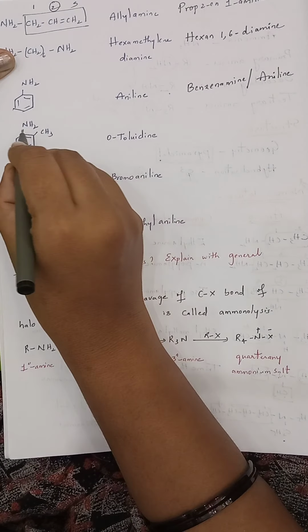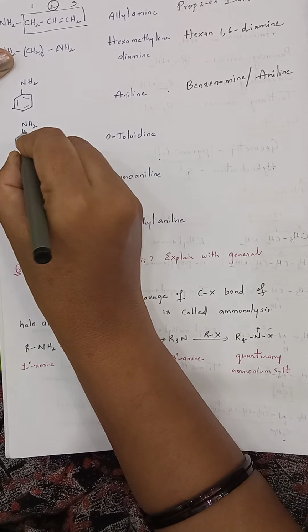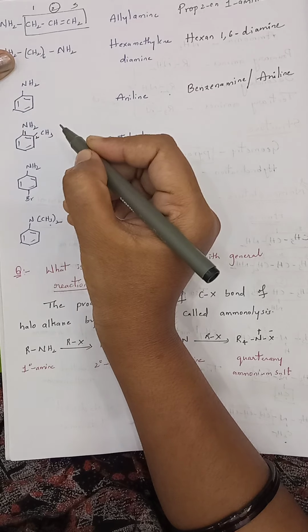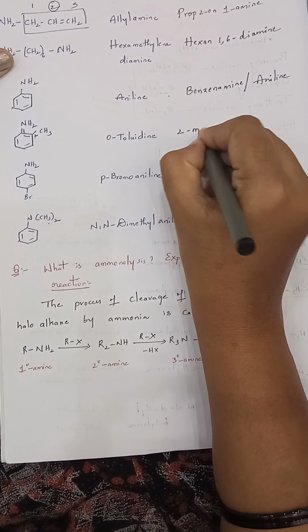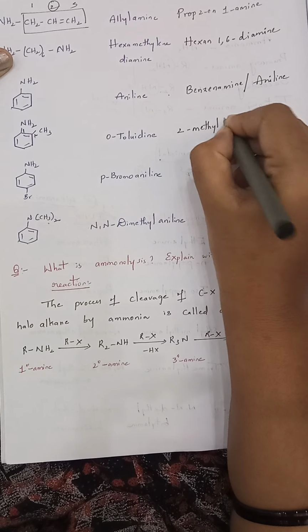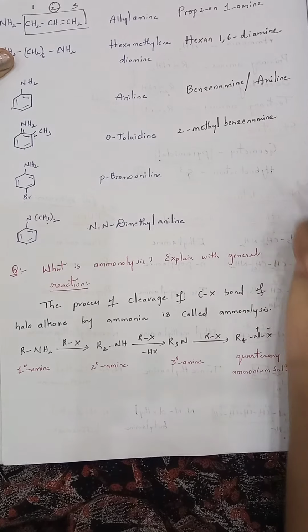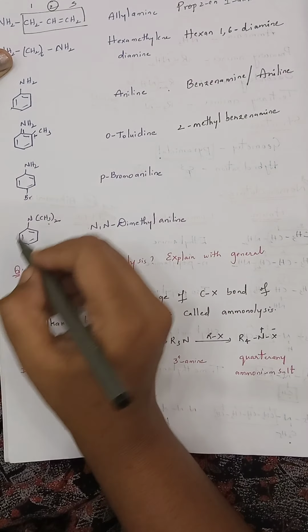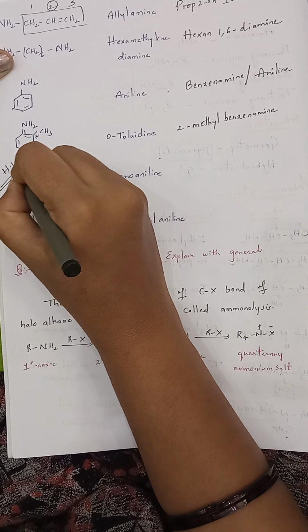Now this one here, the second carbon atom's hydrogen is replaced by a methyl group. This has to be given as the first number, this has to be the second one. At the second position methyl is attached, so we have to write its name as 2-methyl benzenamine. Okay, now try to write the IUPAC name for this one, homework for you.